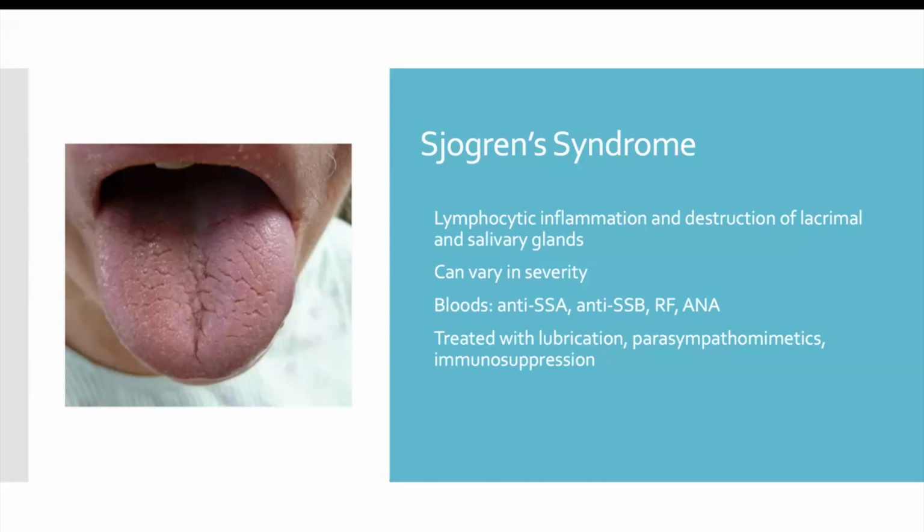And you're going to treat these patients as you would any dry eye disease, but they may also benefit from things like parasympathomimetics, and potentially even some immunosuppression, because it's essentially an autoimmune condition, and something like rituximab can sometimes help with these patients in reducing their symptoms.